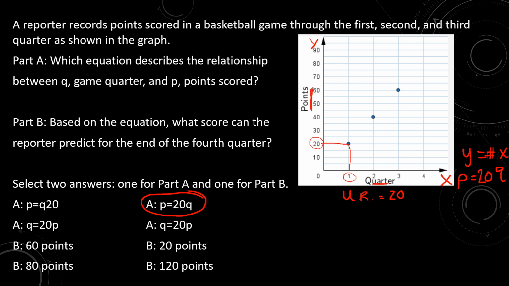For B, using our equation, we want to know what the reporter can predict for the end of the fourth quarter points. Well, it looks like they're scoring 20 points every quarter, right? Quarter 1, they score 20. Quarter 2, they score 40, which is an increase of 20. Quarter 3, they score 60, which is another increase of 20. So if they're at 60 and they're increasing by 20, that means that in the fourth quarter, they are going to score 80 points. That is what the reporter can predict.